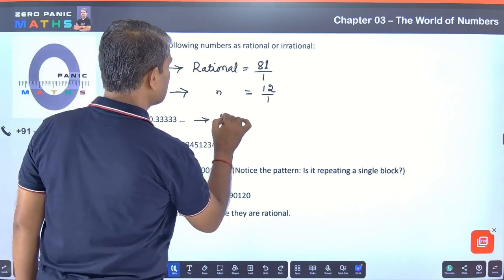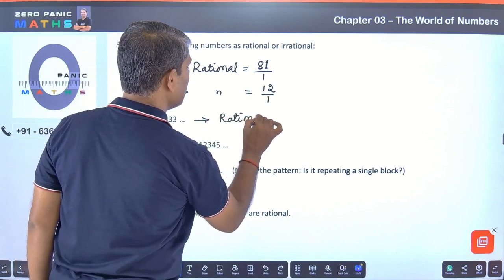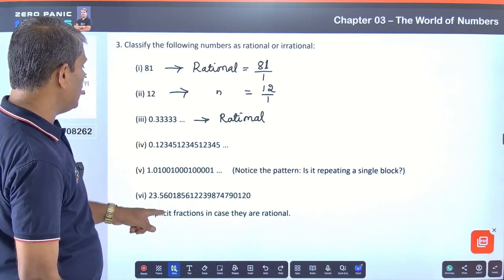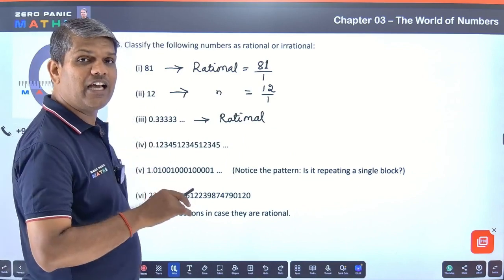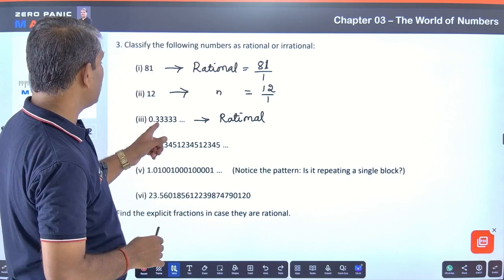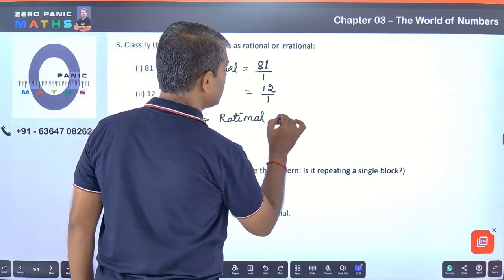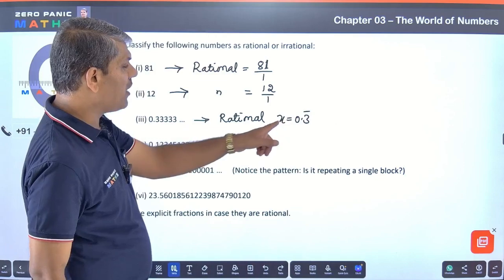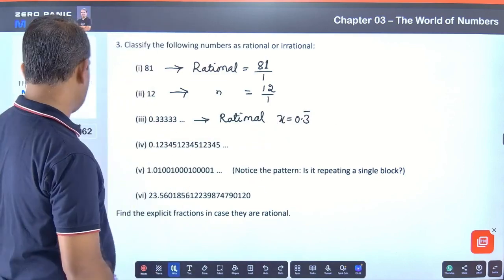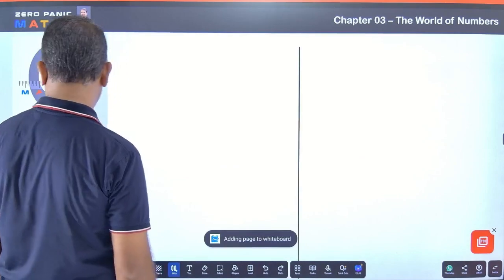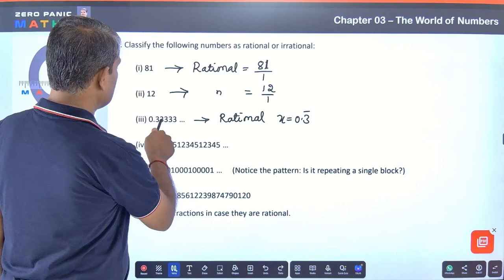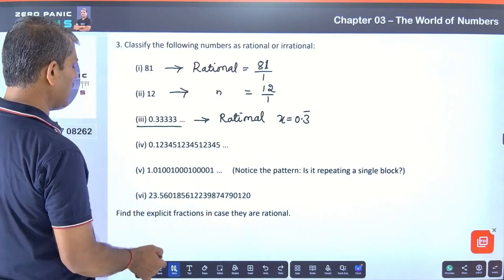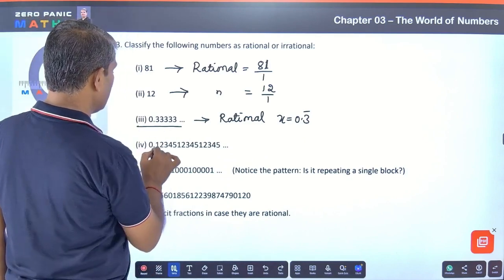Now the third one, 0.3333, is a rational only, but it is a repeating rational. How do we write a repeating rational in the form of p by q? We have done it in the previous session also: consider x is equal to 0.3 bar, and multiply this by 10. That process we need to continue. Let me check whether I have the space to do that. Let us park this third problem's calculation for later, but let us identify the fourth one.